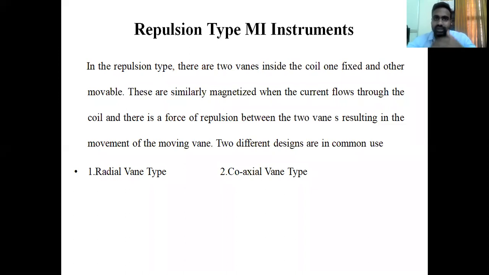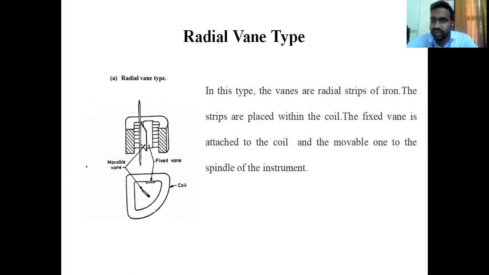Okay, so this type of repulsion type MI instrument is quite different with respect to the previous aspects. Here we have an explanation with respect to two classifications. Two categories of repulsion type MI instruments are there. The first one is the radial vane type moving iron instrument and the second one is the coaxial vane type moving iron instrument. So first, the classification of radial vane type moving iron instrument.